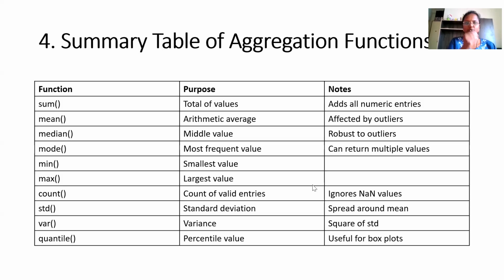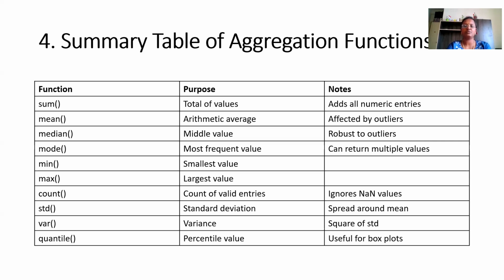See here I have given you all the aggregate functions in the summary table. What are the functions? Sum, mean, median, mode, min, max, count, standard deviation, variation, and quantile. So what's the purpose of sum? To find out the total of the values. Mean is the arithmetic average. Median will find out the mid value. Mode will find out the most frequent value. Min and max will find out the smallest and largest values respectively.